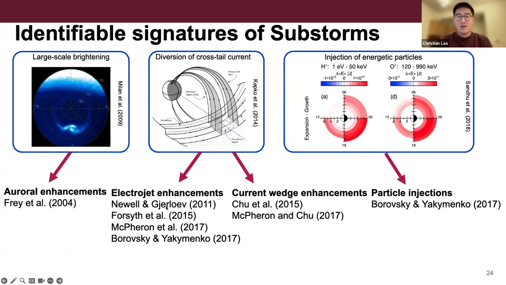To do that, we analyzed 10 substorm onset lists or catalogs, one of them identified by eye, that's the Frey auroral onset list, and 9 automated methods, 4 of these leveraging electrojet enhancements, 2 detecting ground perturbations due to the field-aligned currents of the substorm current wedge, and finally, an automated method on geosynchronous satellites to detect particle injections.